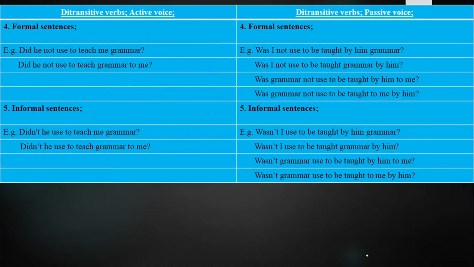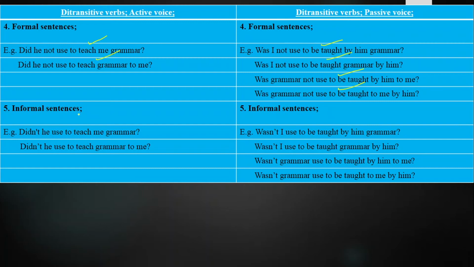Next we have got the formal sentences of the structure used to. Did he not used to teach me grammar? Did he not used to teach grammar to me? Was I not used to be taught by him grammar? Was I not used to be taught grammar by him? Was grammar not used to be taught by him to me? Was grammar not used to be taught to me by him?